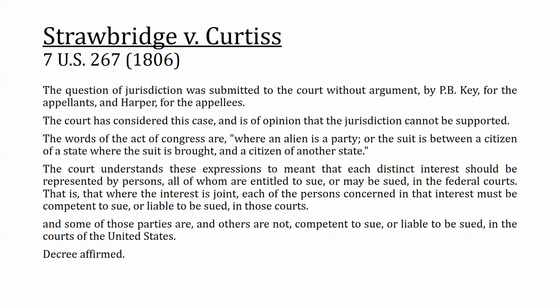Why not? Well, the words of the act of Congress that says that the district courts have diversity jurisdiction are where an alien is a party or the suit is between a citizen of a state where the suit is brought and a citizen of another state. So the relevant portion for us is there is diversity jurisdiction where the suit is between a citizen of a state where the suit is brought on the one hand and a citizen of a different state. So it's got to be between citizens of different states. So far, that's our understanding of diversity of citizenship. But there's more to it.